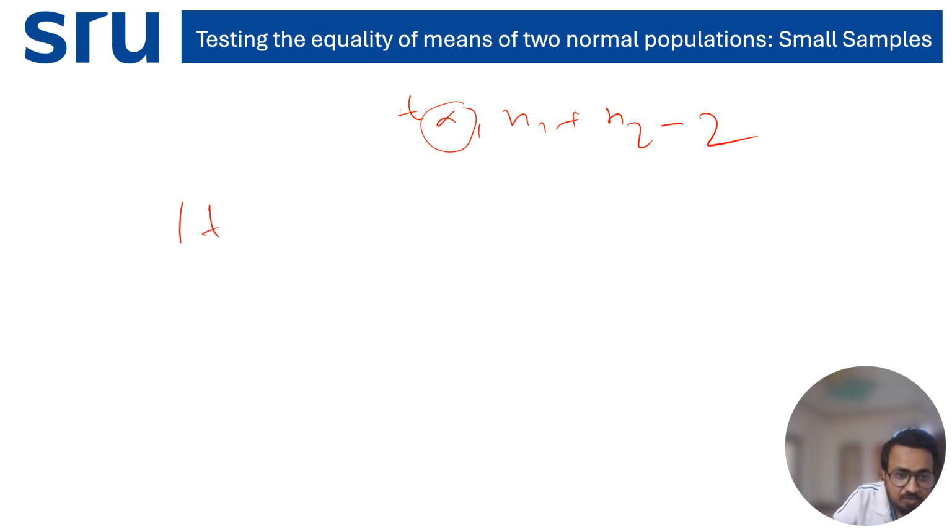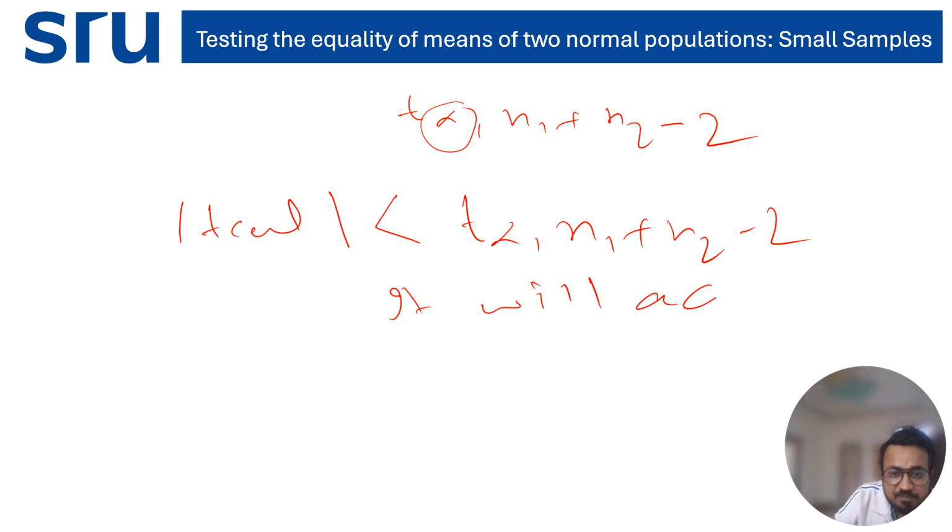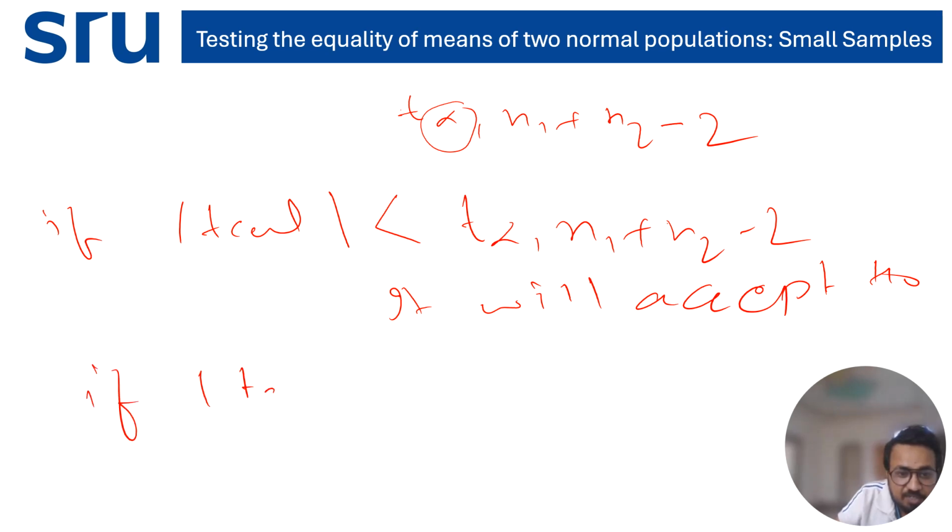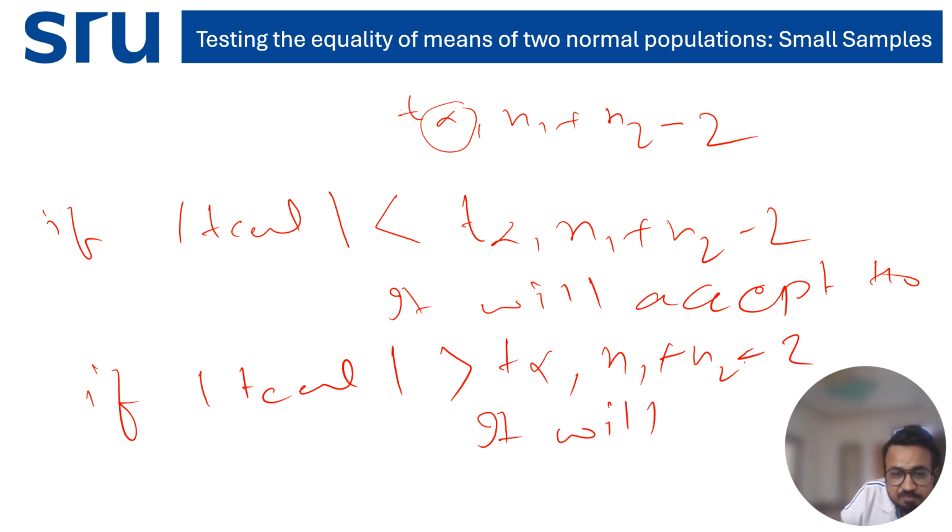Then, if the mod of t calculated value is strictly less than t alpha comma n1 plus n2 minus 2, then it will accept H naught. And if the t calculated value is greater than t alpha comma n1 plus n2 minus 2, it will reject H naught. Okay.